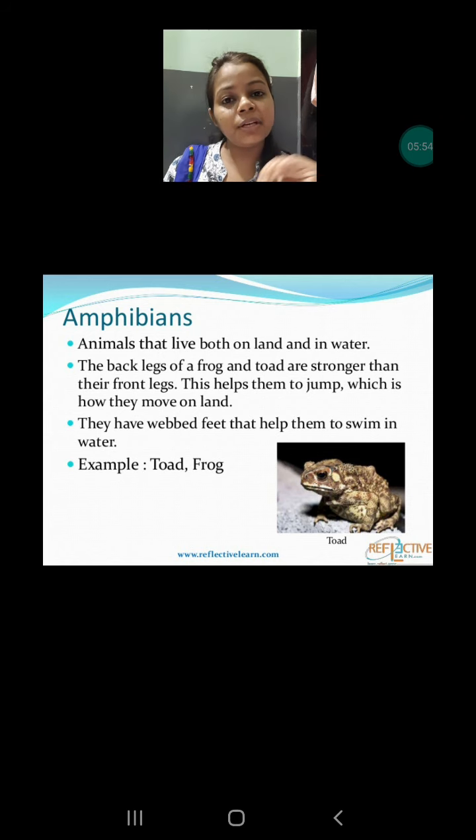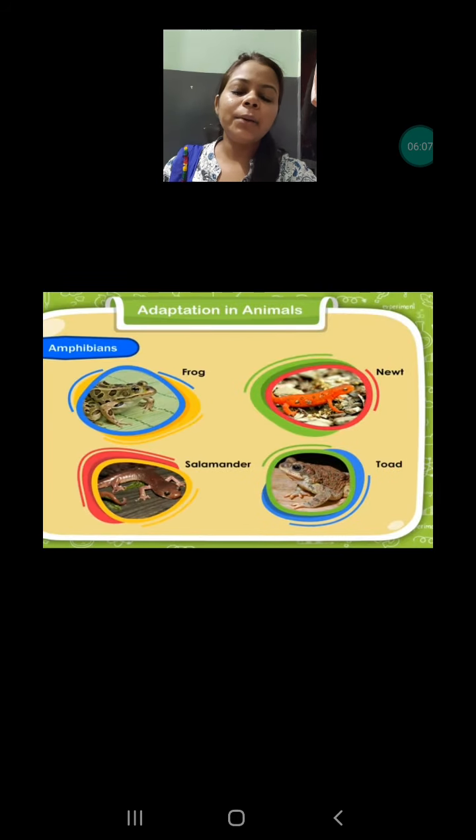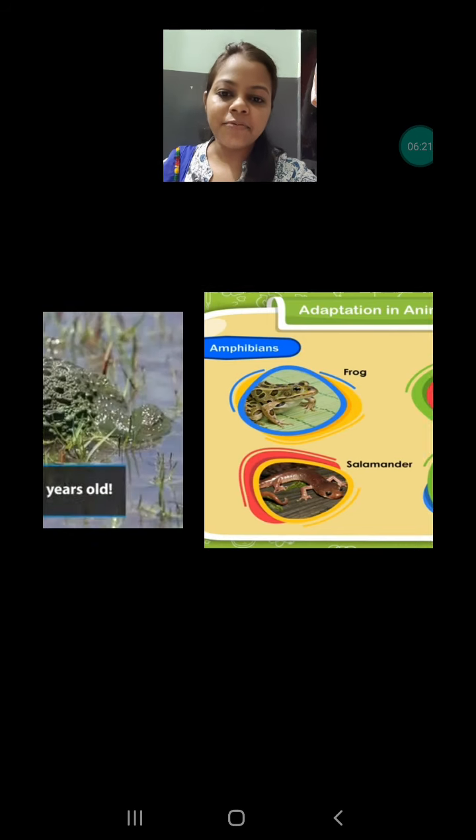The webbed feet are also there, as you can see in the frog. Webbed feet help them to swim in the water, and on land they use them to jump. So let's learn one by one a little more about the adaptations found in amphibians. But before that, let's see some examples. Here you can see the frog, salamander, toad and newt are some examples of amphibians.